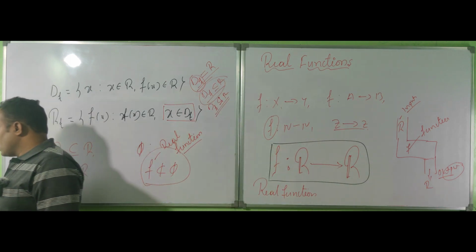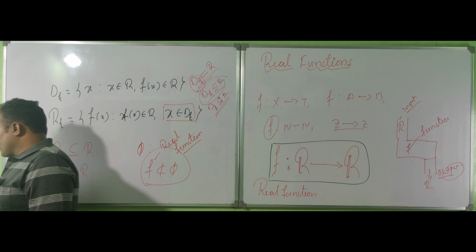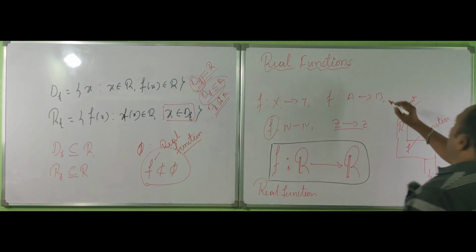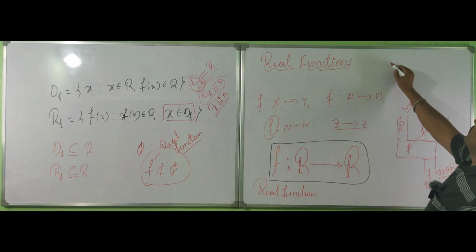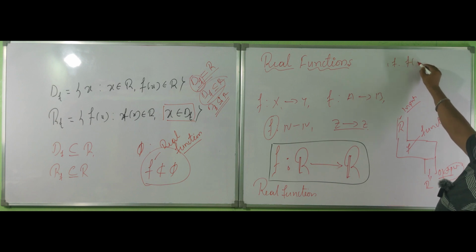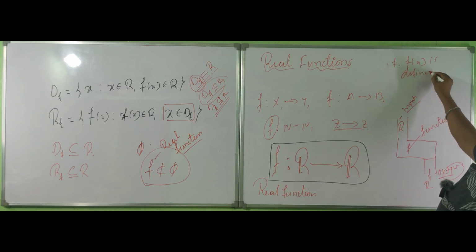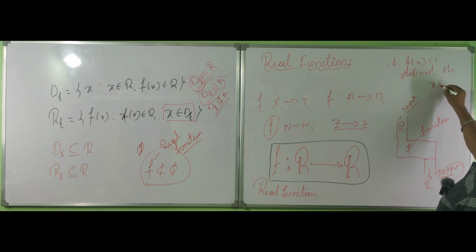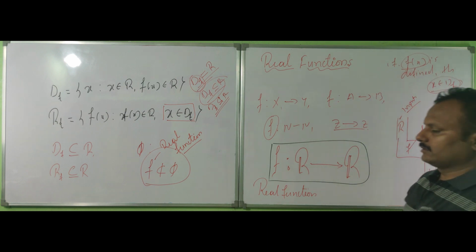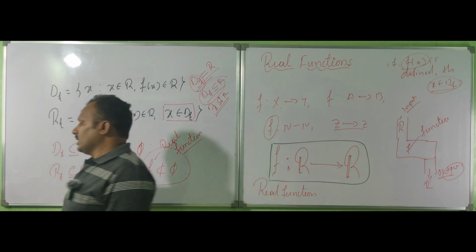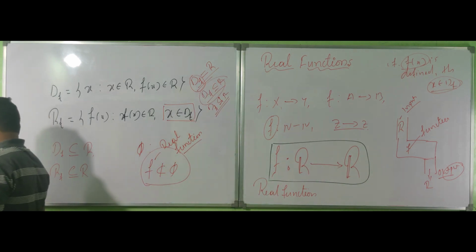Next, the domain is defined only when f of x exists or is defined; then only x belongs to the domain of f. This is very important. If f of x exists and is defined, then x can be called a domain element.